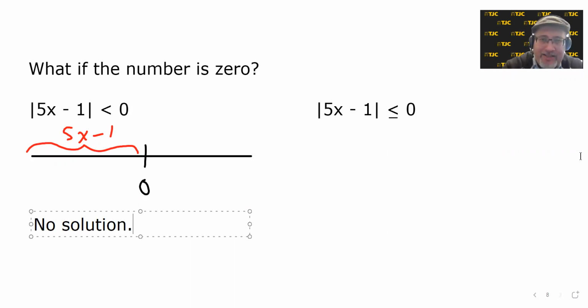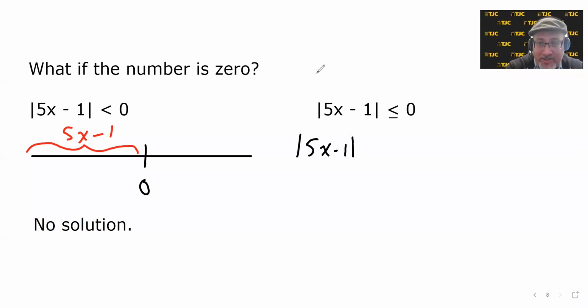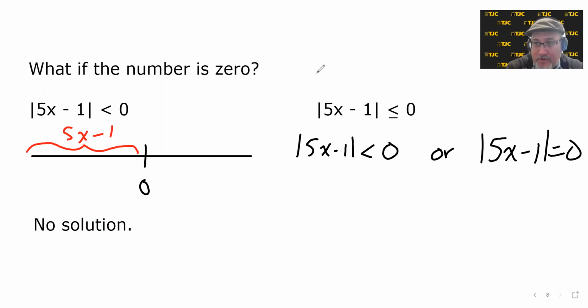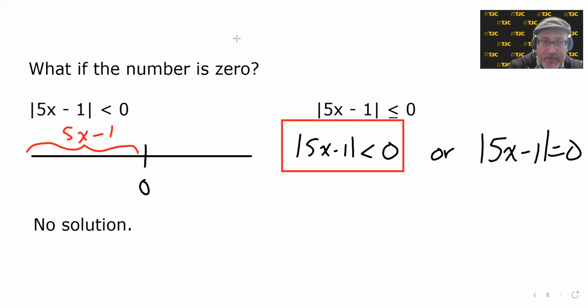Now, by contrast, look at the second one. The absolute value of 5x minus 1 is less than or equal to 0. Remember, less than or equal to is really two problems at once. It's absolute value of 5x minus 1 is less than 0, or the absolute value of 5x minus 1 is equal to 0. Now, we already know what happens here because that's the same inequality as over here. So that part has no solution.